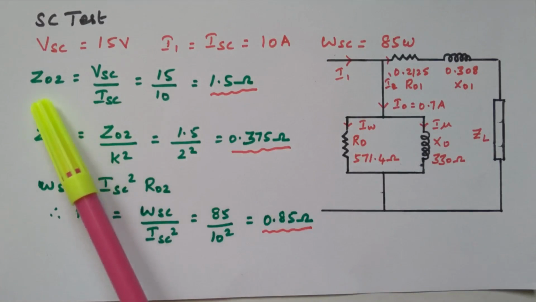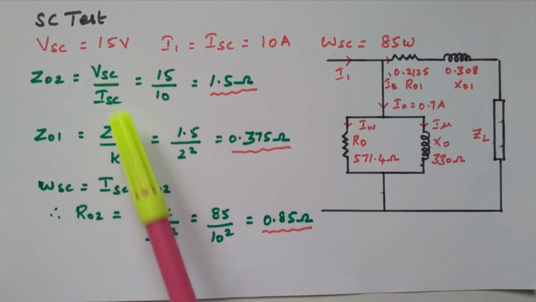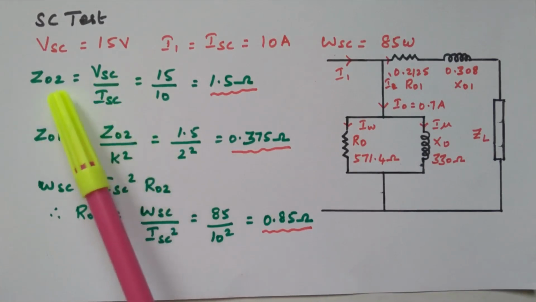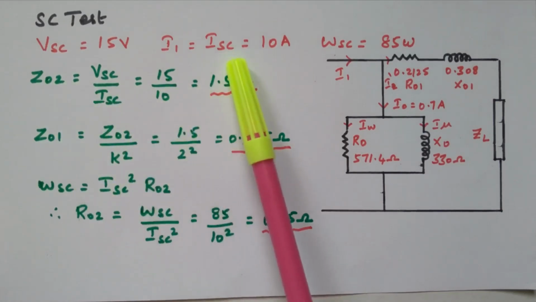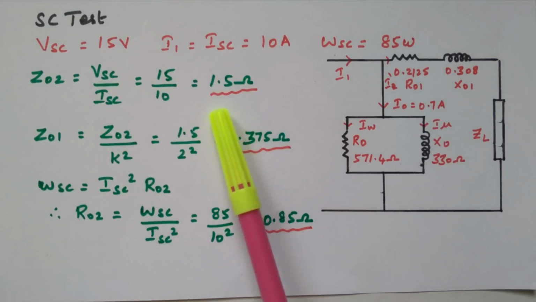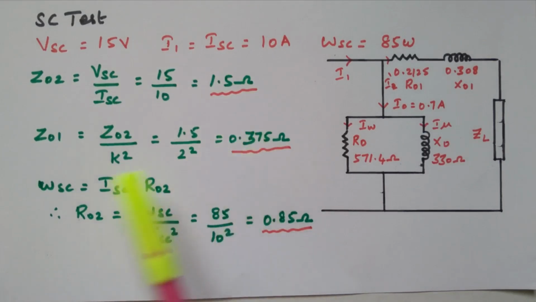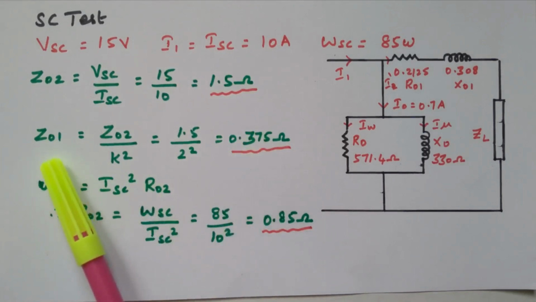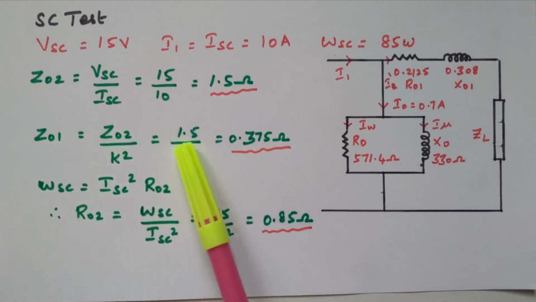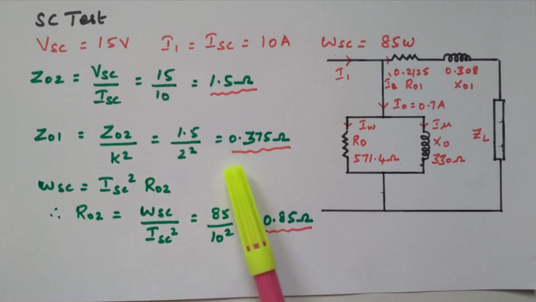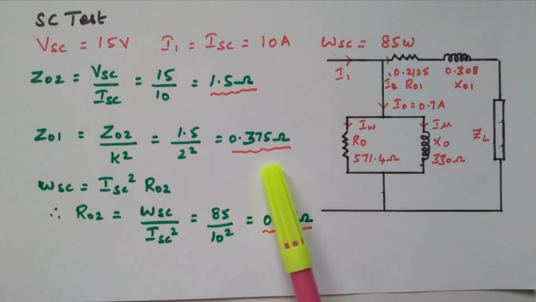Now we will find the Z02. Z02 equals Vsc by Isc, referring to the secondary circuit. So 15 by 10, these two values Vsc and Isc are available. So it is 1.5 ohm. Then Z01, referring to the primary side, is Z02 divided by K square. So that is 1.5 divided by 2 square, it is 0.375. So we got the Z02 and Z01 values.